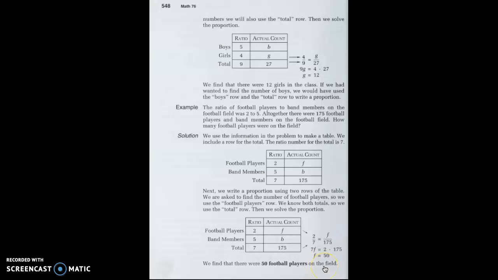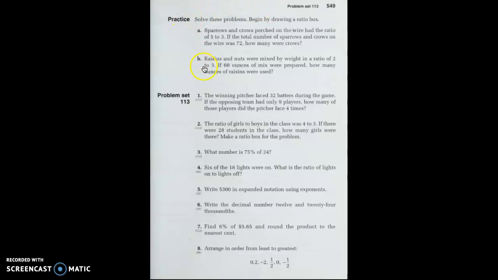So go ahead, you guys can do your lesson practice, which is going to be right over here. Yep, so here it is right here. Here's your lesson practice. Go ahead and do those 2. Draw a ratio box. Make sure that you include the 2 pieces of information and then a line for totals. Have this checked by your parents, and then go ahead and start on your problem set.